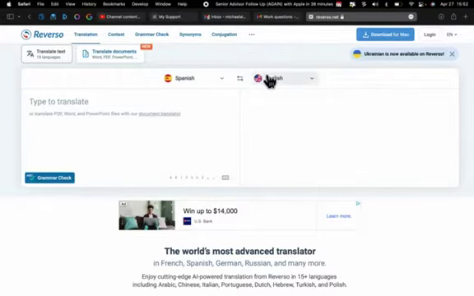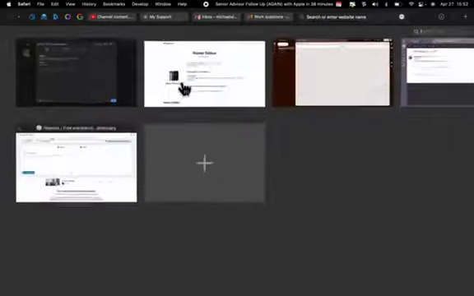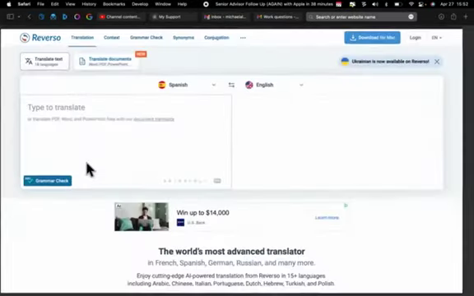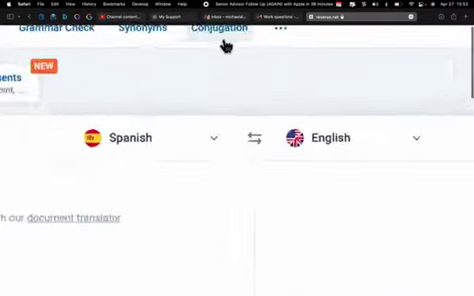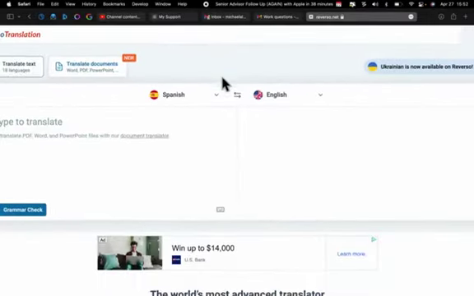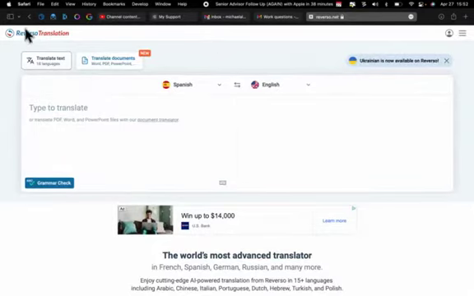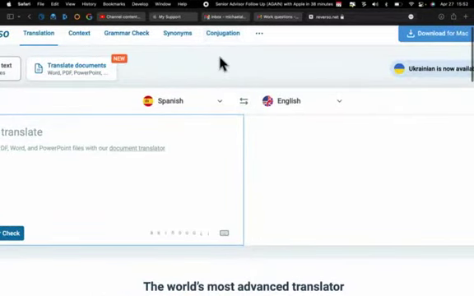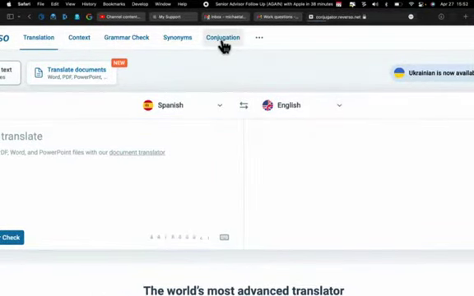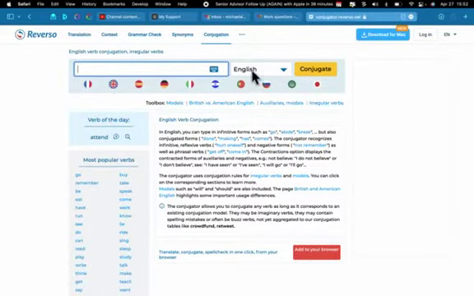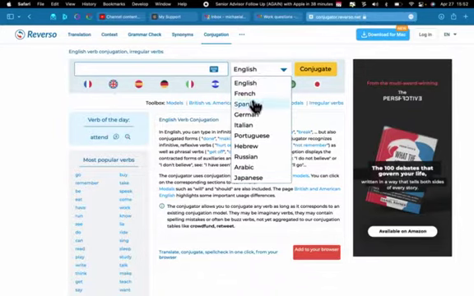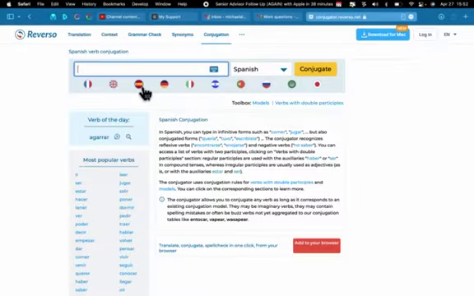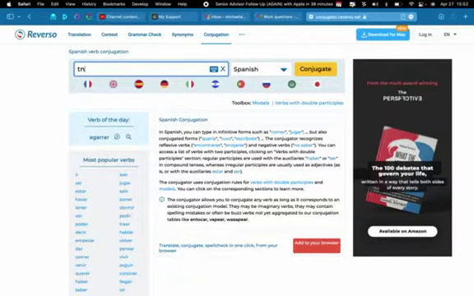Anyway, conjugation, reverso.net. No matter what page you get to on Reverso, you should have an option at the top for conjugation. I'm not going to make it much bigger because I don't want to lose it. So click on that. And this is all here. We're going to switch to Spanish. And then we are going to type in the verb that we are working on.